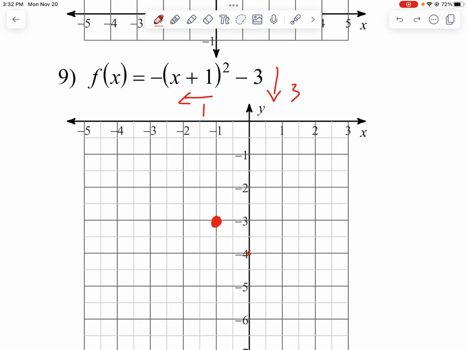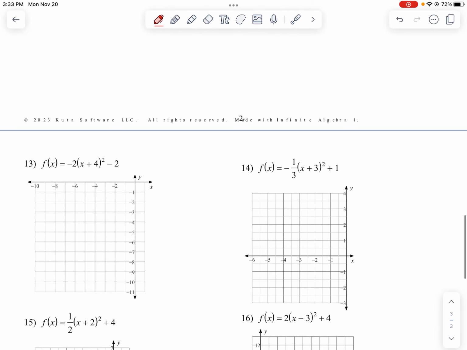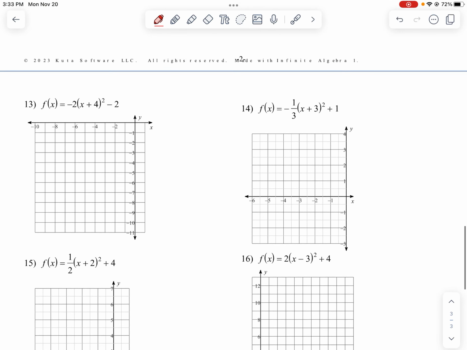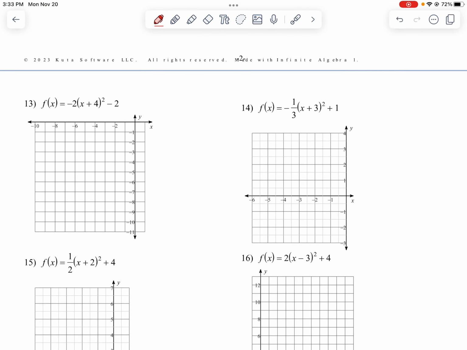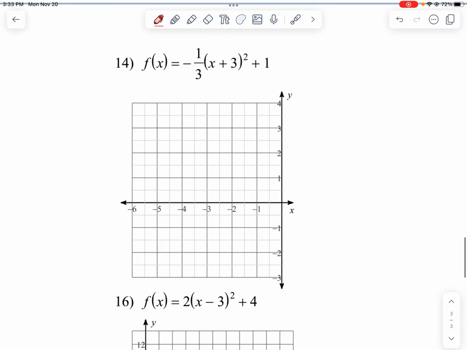So I'm going to go down 1, right 1, and then down 1, left 1, because the parabolas are symmetric. And then I can go down 3, right 1, and then down 3, left 1 for my endpoints here. And that's as many points as I can fit on my graph. So I'm going to go ahead and connect it up. So that's graphing parabolas. I do want to show one that has a vertical stretch on it. So let's go to, we're going to go to 14.